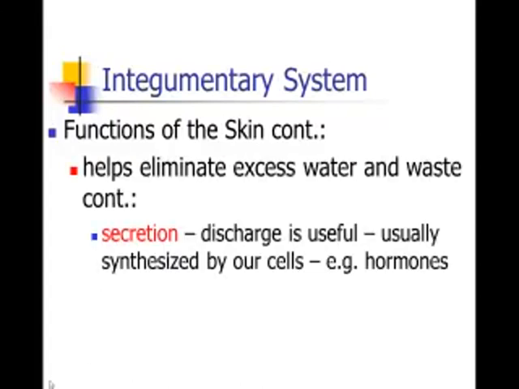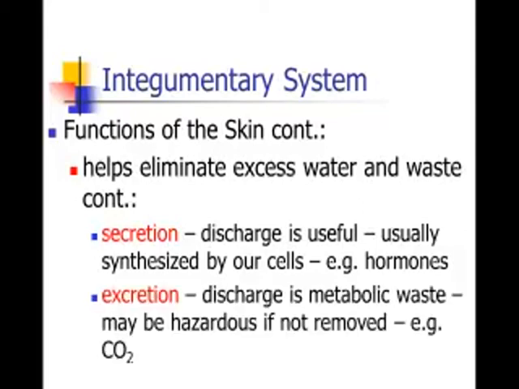We have secretion in some areas. Secretion is a useful discharge. Usually secretions are synthesized by our cells, and an example of a secretion would be a hormone. But you could have enzymes, or many different things can be secreted.